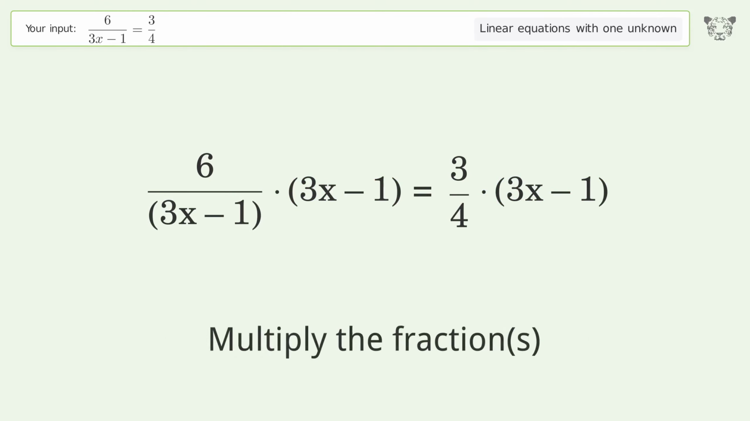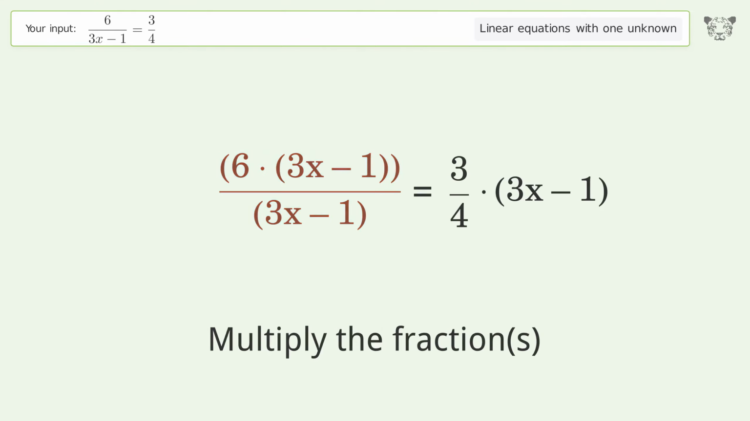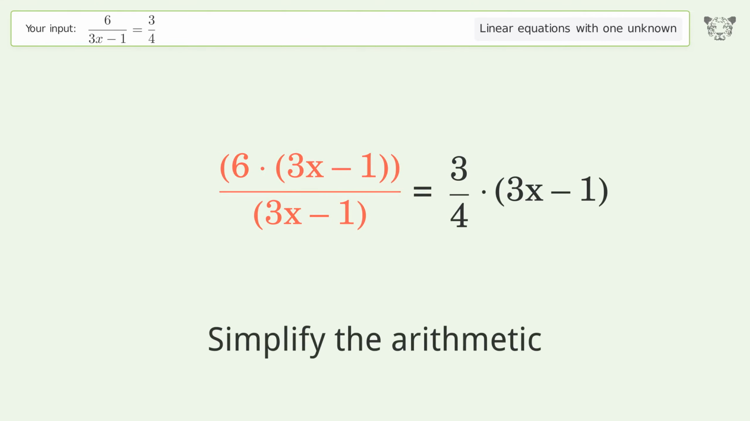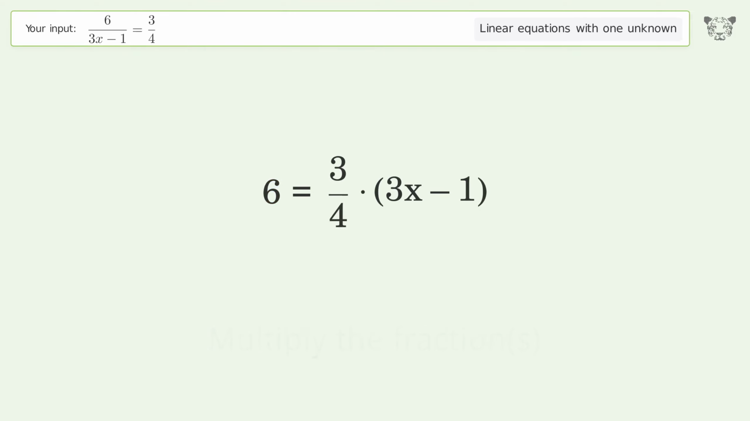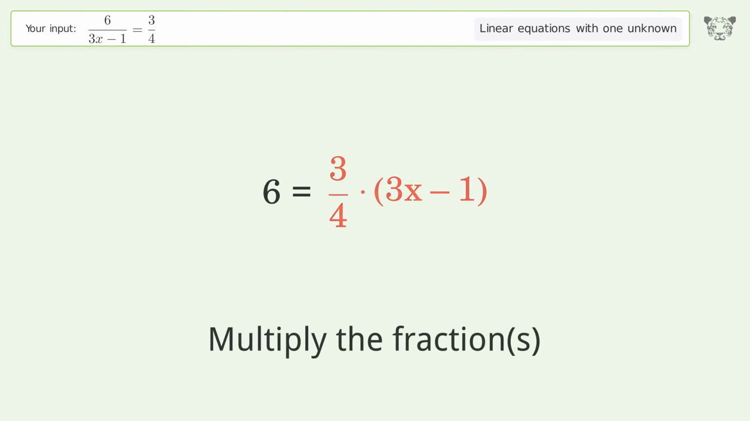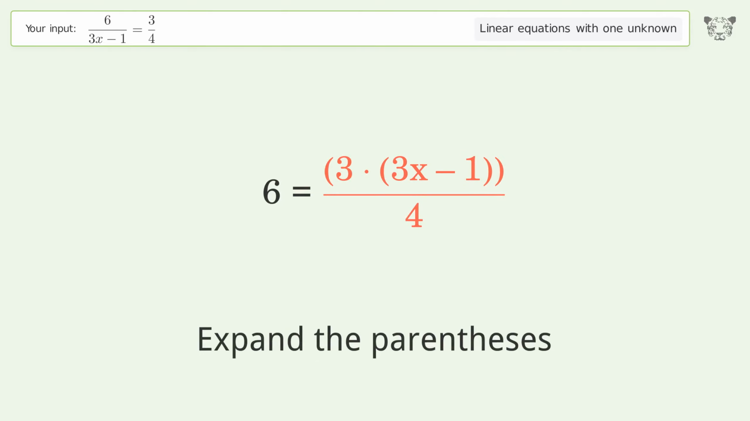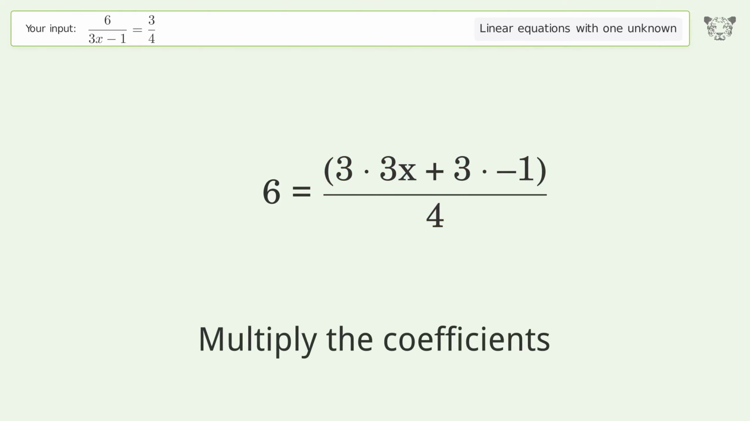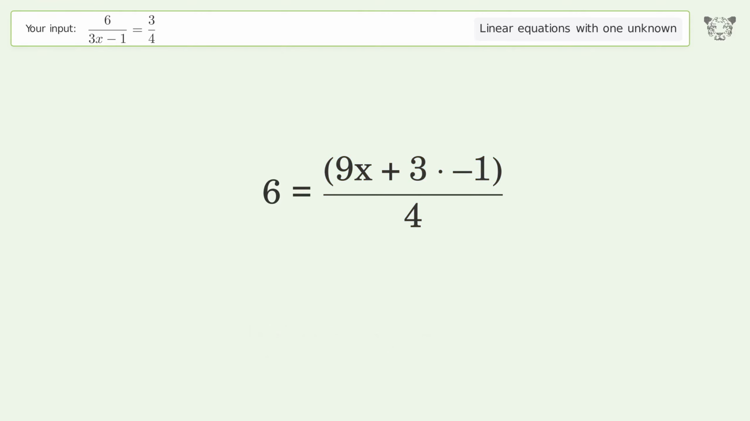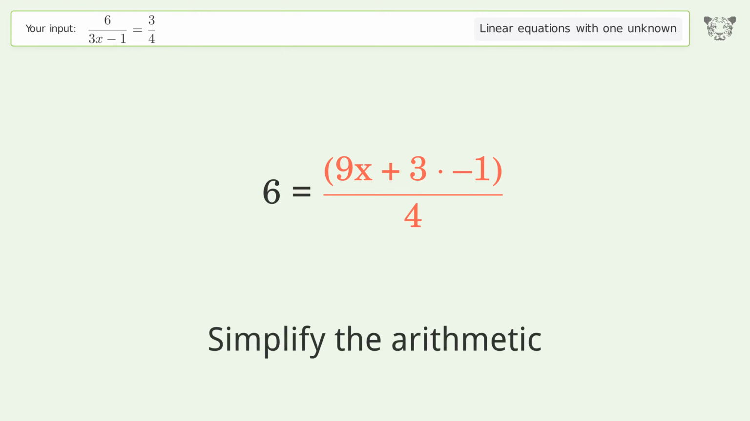Multiply the fractions. Simplify the arithmetic. Multiply the fractions. Expand the parentheses. Multiply the coefficients. Simplify the arithmetic.